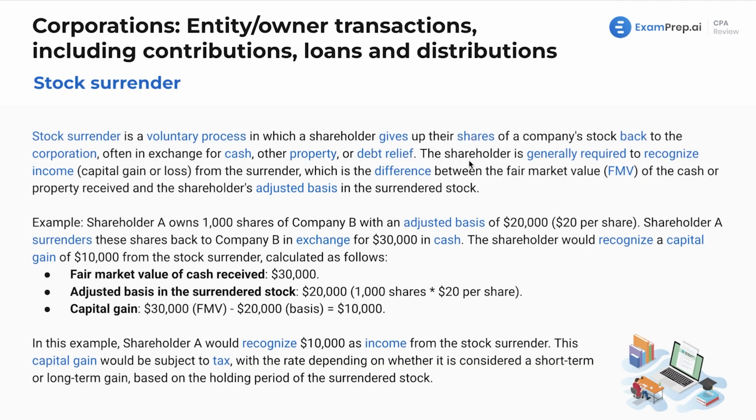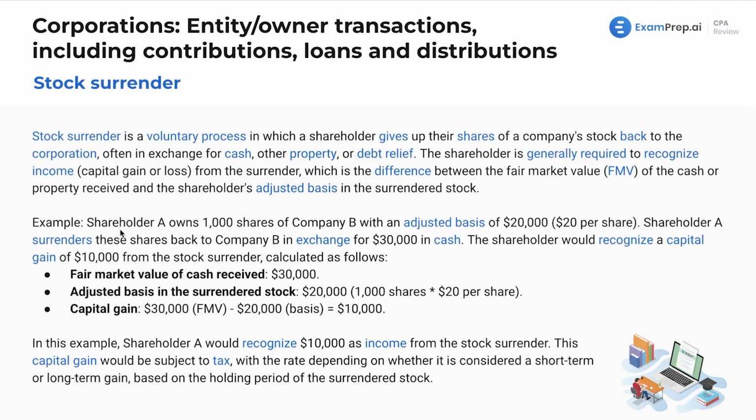The shareholder is generally required to recognize income, whether that be capital gain or loss, depending on the situation, from the surrender, which is the difference between the fair market value of the cash or the property received and the shareholder's adjusted basis in the surrendered stock. We got an example here demonstrating how this works.